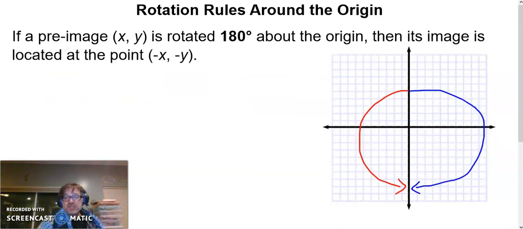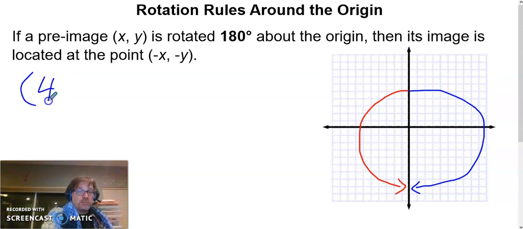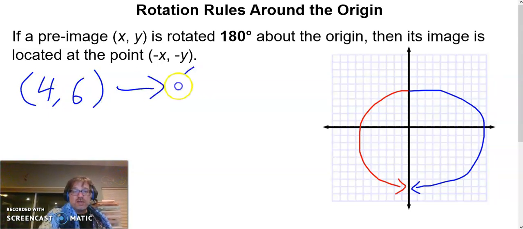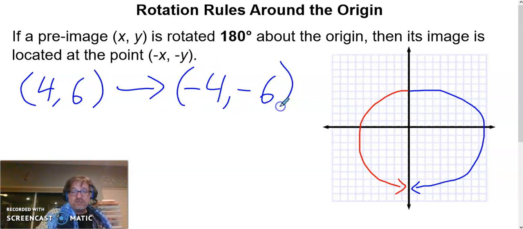180 degrees rotation. Now, I didn't put clockwise or counterclockwise because 180 doesn't matter which way I go. It's half a turn. This rule says x and y stay in the same place, but x becomes negative, y becomes negative. That just means we are going to change the sign on x and y. So if I start at a random point, I don't care what that point is, we're going to call it (x, y). That would get mapped onto (negative x, negative y).